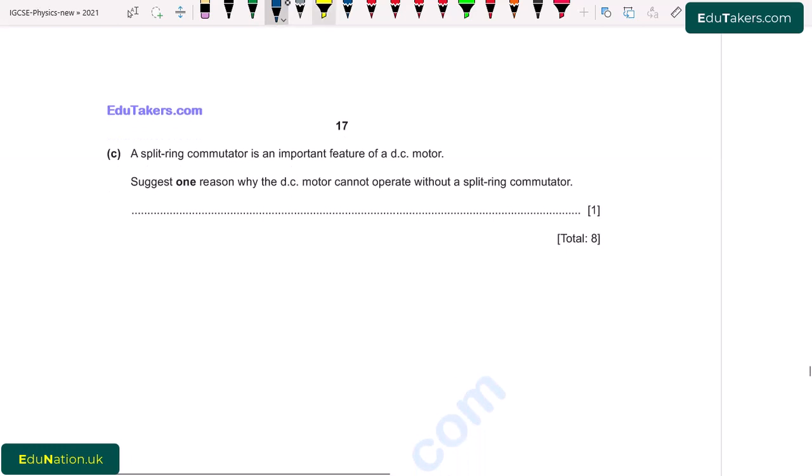Part C. A split ring commutator is an important feature of a DC motor. Suggest one reason why the DC motor cannot operate without a split ring commutator. So the coil does not continue to rotate in the same direction. That's why the DC motor cannot operate without a split ring commutator. I write here, coil does not continue to rotate in same direction.